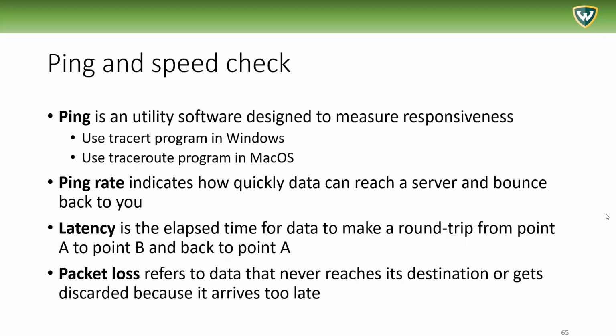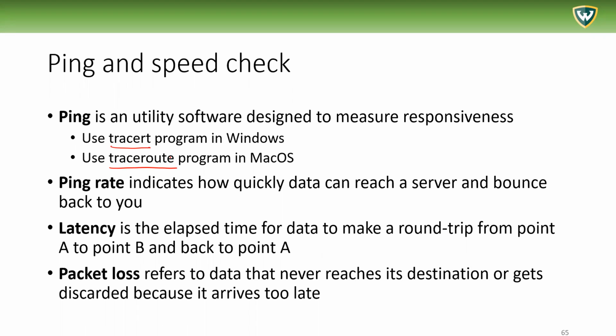Ping and speed check. Here's an interesting tool to check the speed of your connections, and also to check the quality of your internet connection overall. This can be used by anybody when you're having an internet problem. Ping is a utility software designed to measure responsiveness. In Windows machines, the program is called Tracert, and in Mac OS, it's called Traceroute. I'm going to show you how to use this in a second.